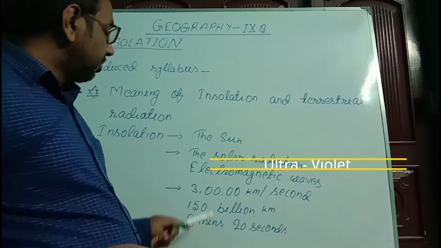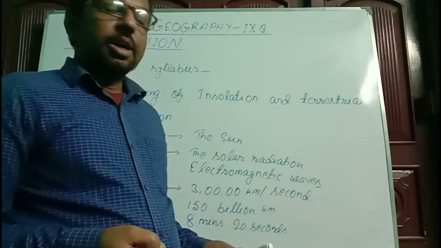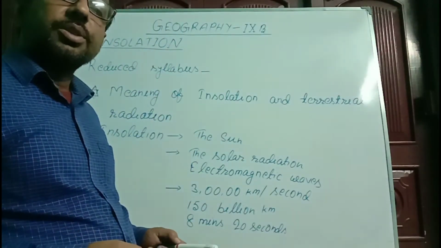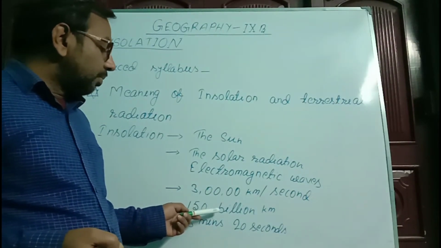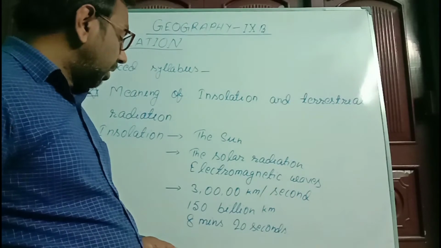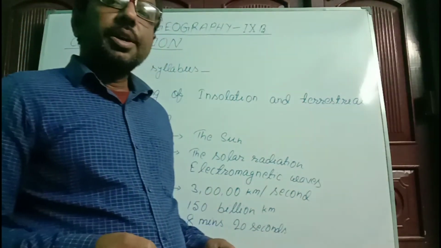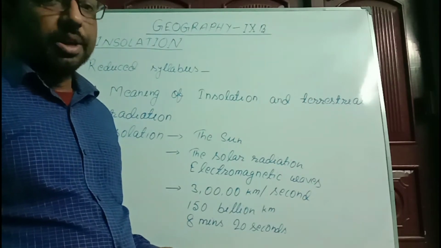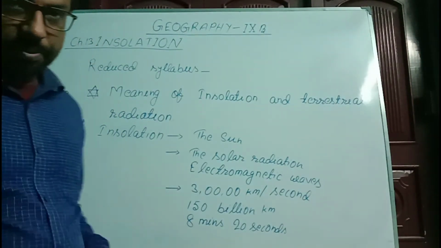Its speed is 3000 km per second. With this speed, electromagnetic waves are released by the sun all around. Almost it travels 150 billion kilometer, and it takes only 8 minutes 20 seconds to reach the Earth's surface. Within 8 minutes 20 seconds, solar radiations can reach the Earth's surface.